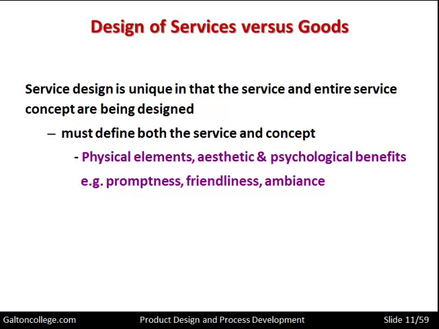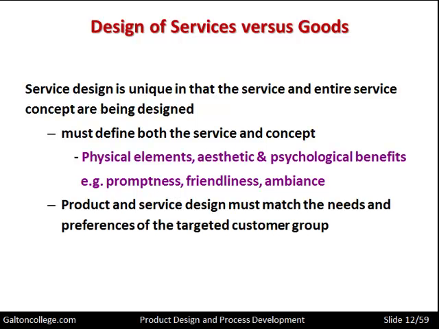With physical elements, we think of the aesthetics and the psychological benefits, the promptness, the friendliness, and the ambience. These are the physical elements, perhaps, of a service. We go to the accountant's office. We look at the office itself. It may be symptomatic of the type of person this is. If the office is very untidy, we may not have a lot of confidence in the accountant. If the office is very futuristic and well laid out and designed and looks efficient, it may signal a different view of the accountant.